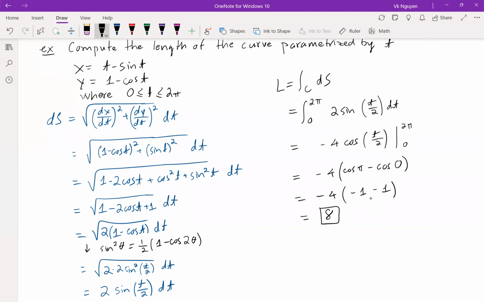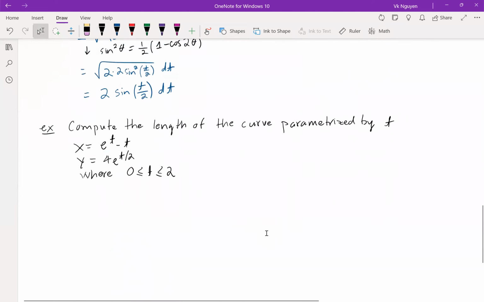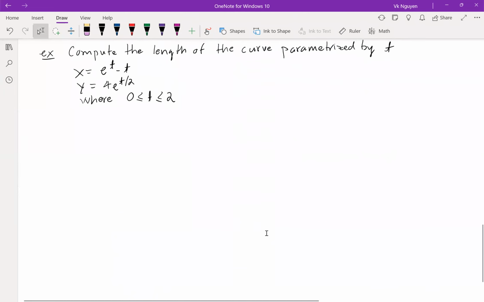Okay. One more. Compute the length of the curve parametrized by t: x equals e to the t minus t, y equals 4 e to the t over 2, where 0 is less than or equal to t, less than or equal to 2.